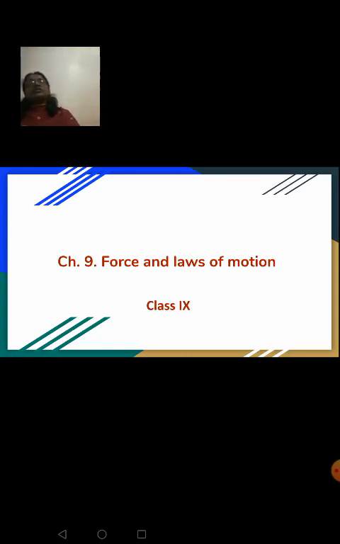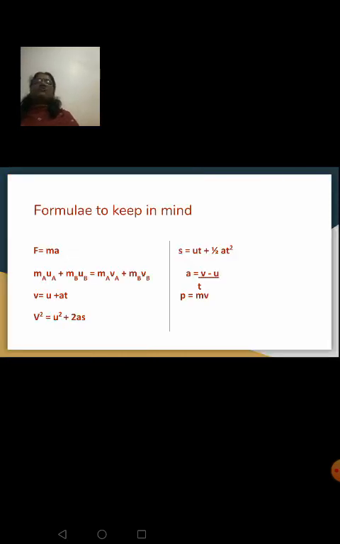Okay, in today's session we are going to learn how to solve the sums based on law of conservation of momentum, your second law of motion, all those things. So before doing that, you have to be thorough with these formulae, like F is equal to MA, which states your second law of motion. MAUA plus MBUB is equal to MAVA plus MBVB, stands for your law of conservation of momentum.